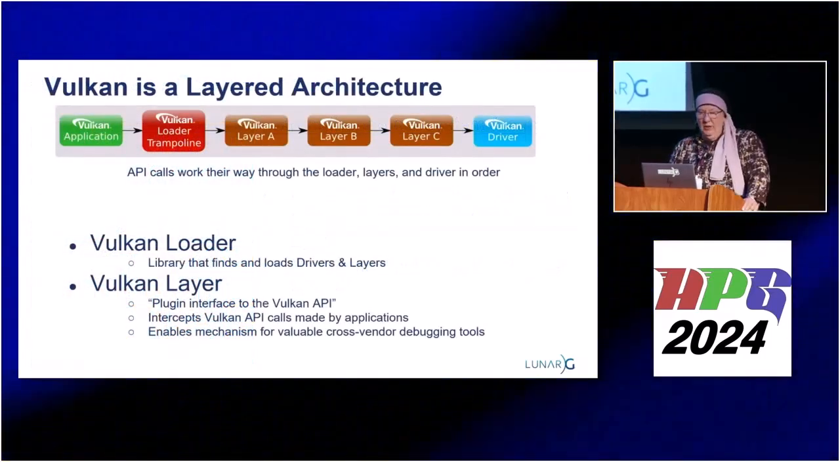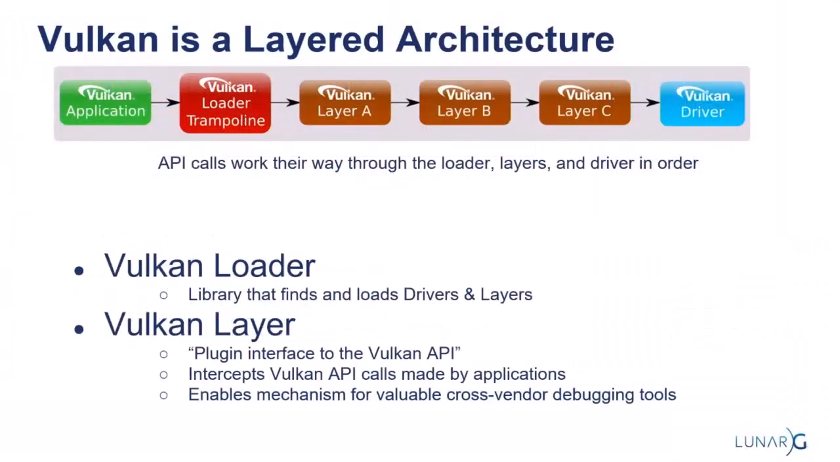Vulkan is a layered architecture. The Vulkan loader is a library that finds and loads the drivers and layers. And then a layer uses a plug-in interface to the Vulkan API that can intercept any of the Vulkan API calls being made by the application. And this is key in enabling, it's a mechanism that enables valuable cross-vendor debugging tools.